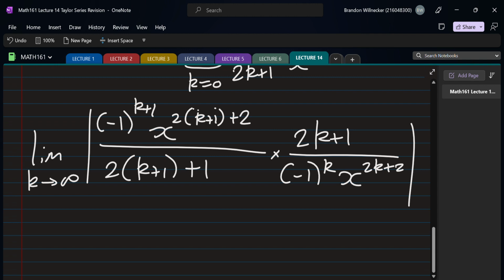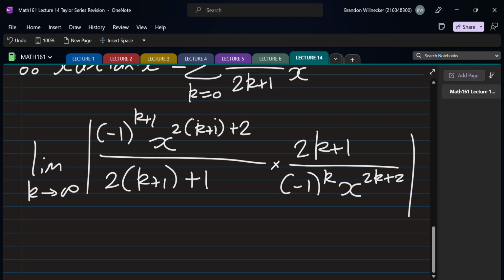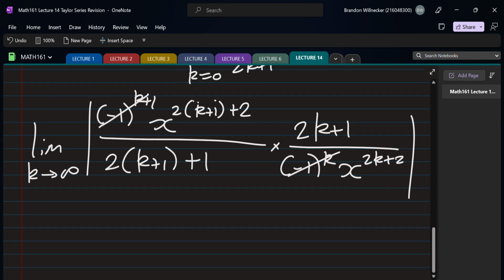Okay, we can clean this up a bit. So the (-1)^(k+1) and (-1)^k, it will either be minus 1 or 1. But since we've got those absolute values, it doesn't matter what it is, it's always going to end up being positive, so we can just cancel that. If it's minus 1, the absolute value cancels it. If it's 1, it's not doing anything, so we can just get rid of it. Okay, so that will be the limit.